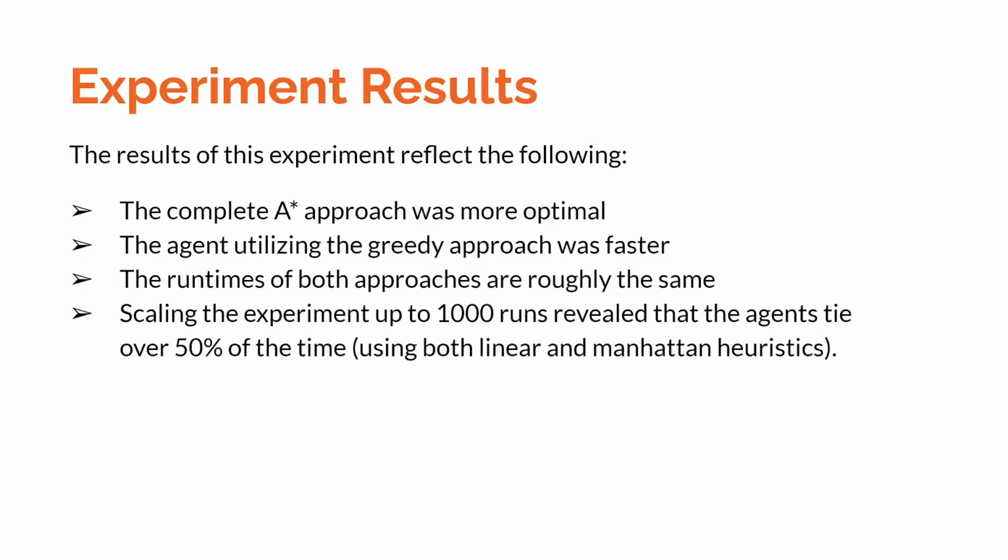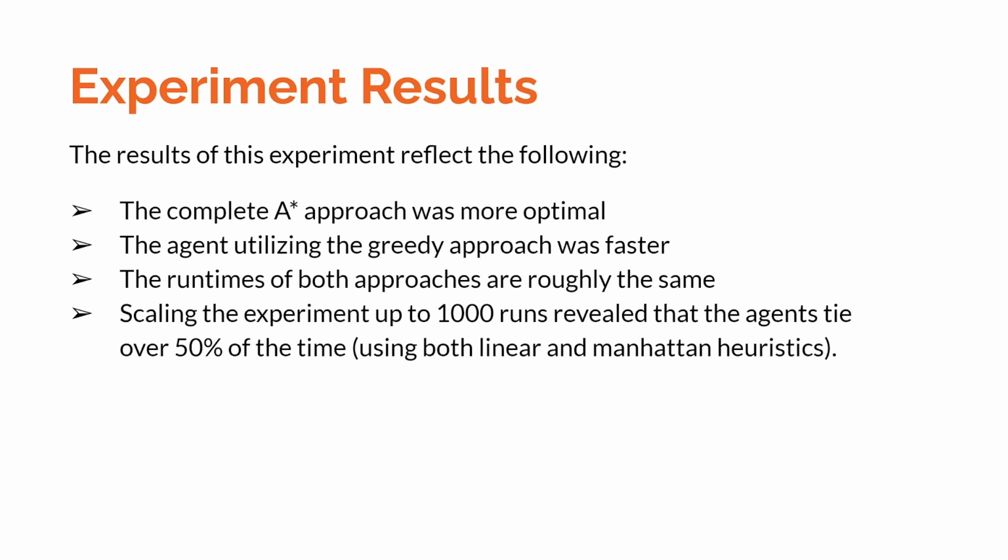I will now walk you through the key findings from our experiment comparing the complete A-star and greedy approaches. So first up, we found that the complete A-star approach consistently produced more optimal solutions, and this was true when tested alone and adversarially. And optimal solutions in this case would refer to the fact that it was able to identify paths to the goal with the lowest total path cost.